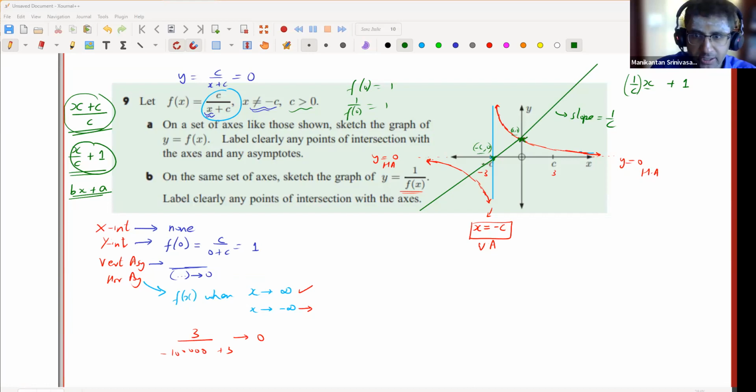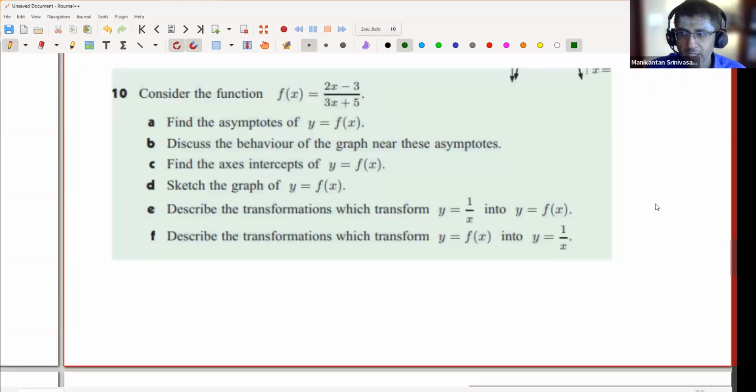2x minus 3 by 3x plus 5, that one? Yes, sir. Okay. Consider the function, blah, blah, blah. Find the asymptotes. So asymptotes, we know by now.